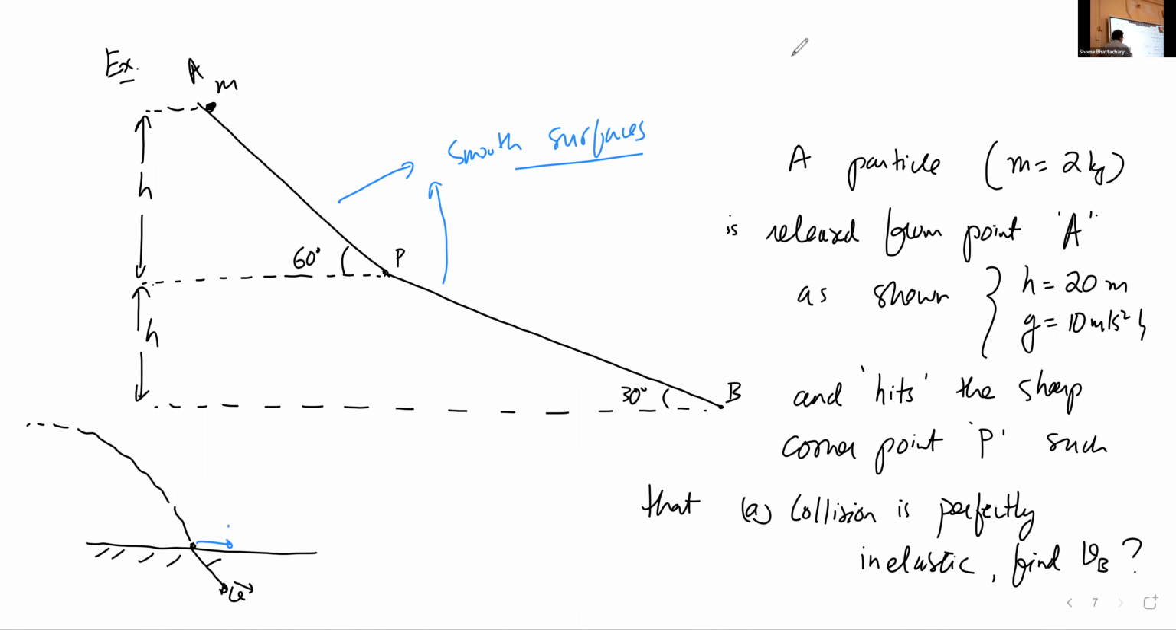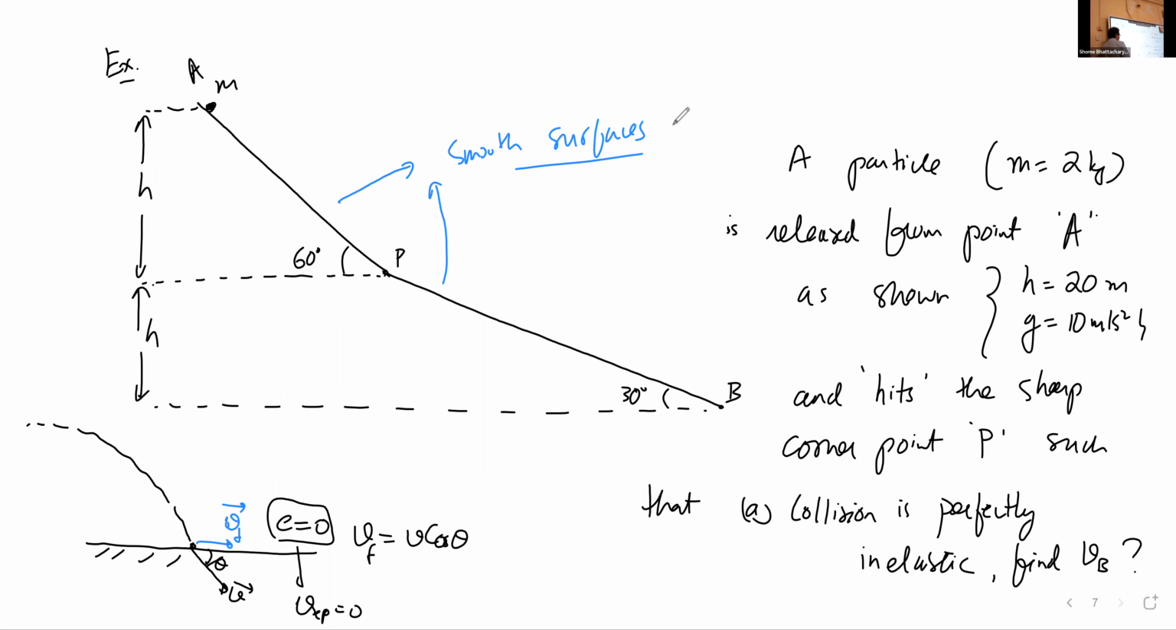So if this velocity after impact is vf, and this angle is theta, then for the e equal to 0 case, this final velocity, which will be purely tangential, will be equal to v cos theta in this case. Because the tangential component of momentum is conserved and the separation velocity has become 0. So it does not have any normal component.